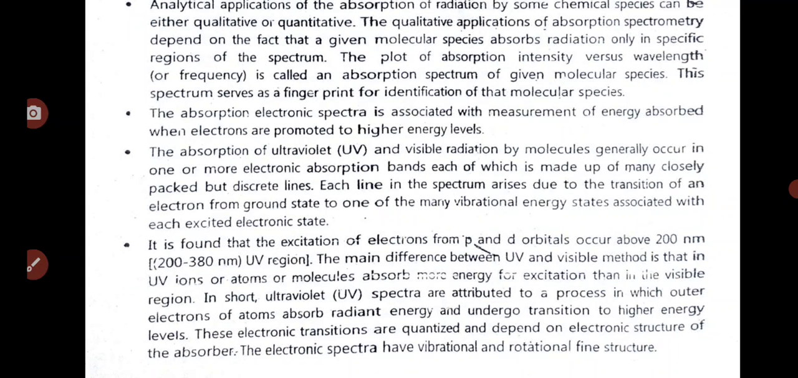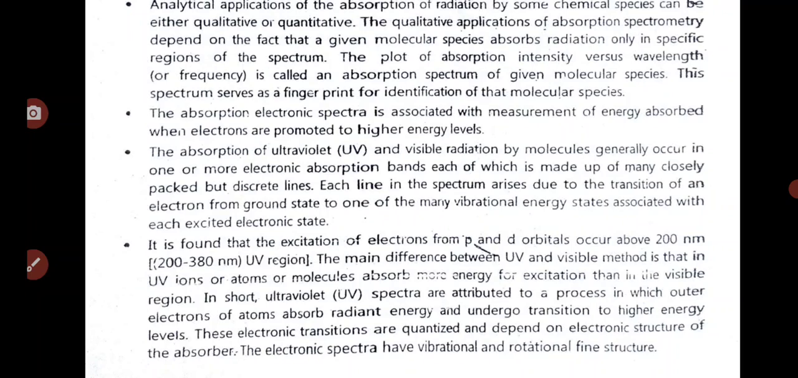And the analytical absorption of radiation by some chemical species can be either qualitative or quantitative. The absorption of UV and visible radiation by molecules generally occurs in one or more electronic absorption bands made up of many closely packed discrete lines. This spectrum arises due to the transition of an electron from the ground state to one of the many vibrational energy states associated with the excited electronic state.